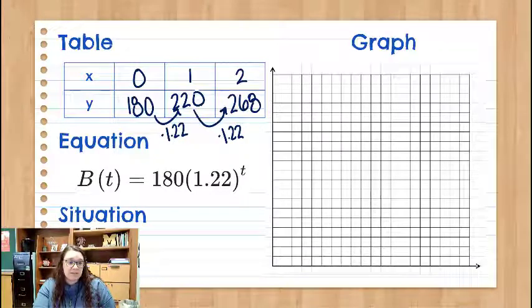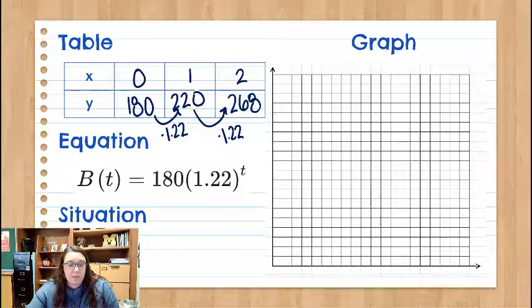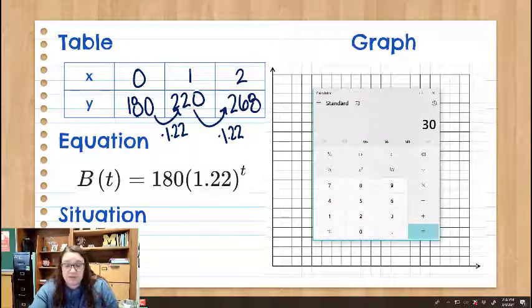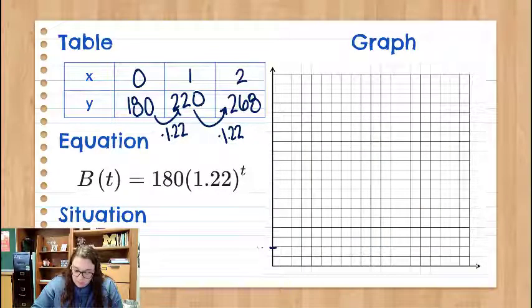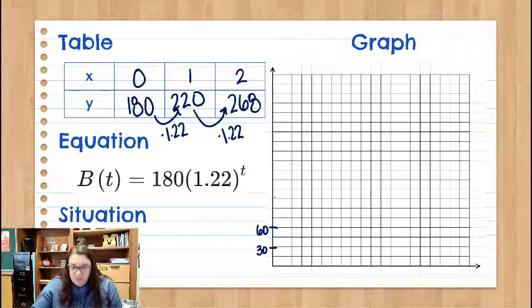I've got 20 spots, so what can we count by? Maybe let's go to 300. That's a nice even number, and I have 20 spots. If I count by 15s, that will work. So this one will be 15, this one will be 30, this one will be 45, and then 60. Really, I'm just going to write every other number and count by 30s at this point.